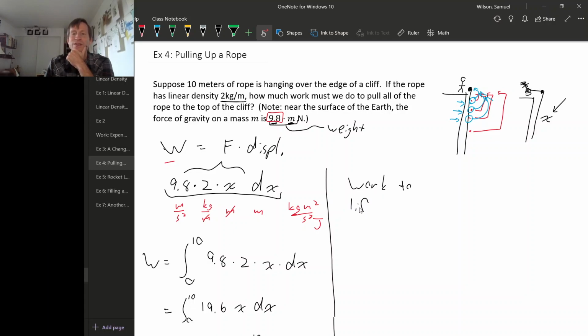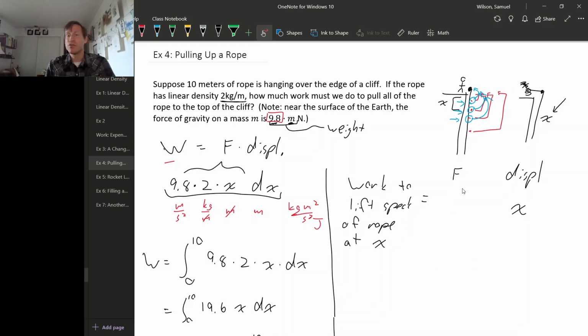to lift the speck of rope at position X down from the cliff. So now we're going to use X to indicate how far we are down from the cliff. So what we need to do is multiply the force that we have to exert to lift that bit of rope by the displacement through which this bit of rope has to move. Well, the bit of rope that's X units down the cliff, to get it back to the top of the cliff, we have to move it a distance X. So our displacement is just X.